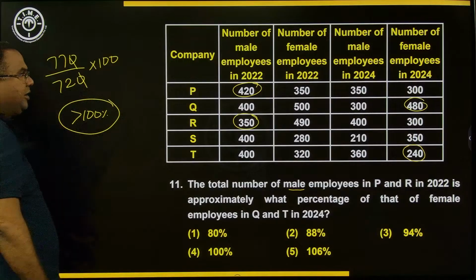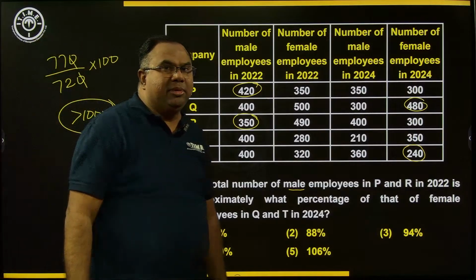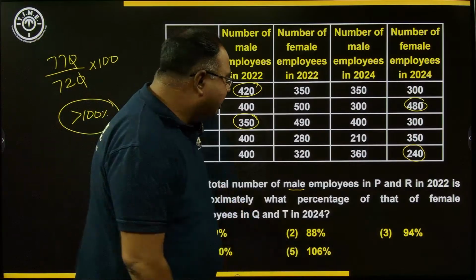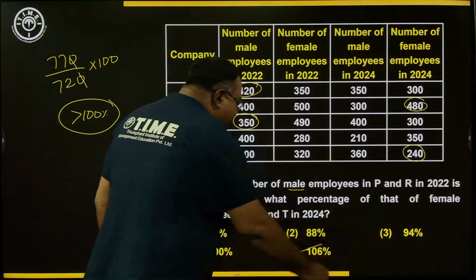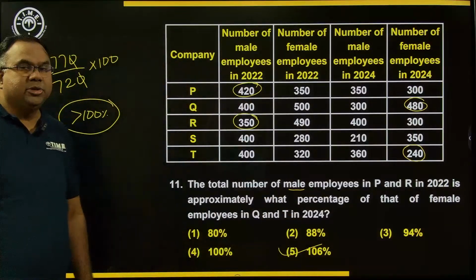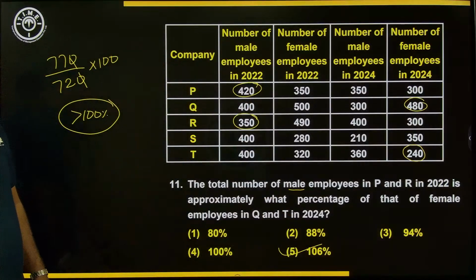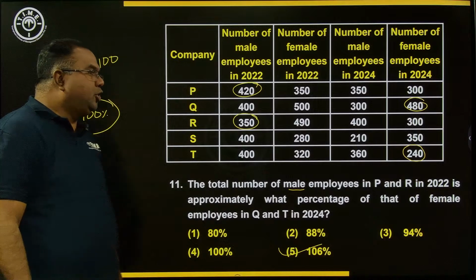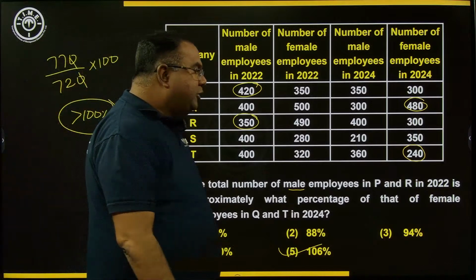Numerator and denominator are equal, it is 100%. Numerator less than denominator, less than 100. Numerator more than denominator, more than 100. There is only one option with more than 100%. That has to be your answer. No need to calculate also. Directly I can say option 5 should be your answer.